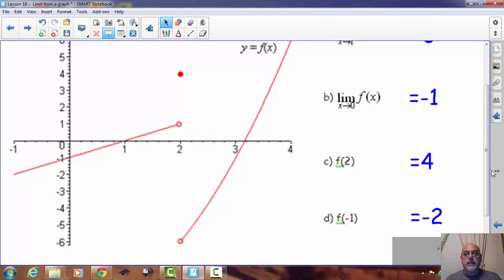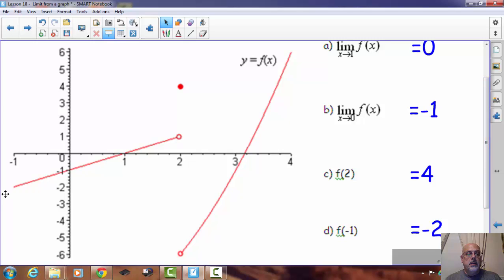It's important to understand with limits that the function doesn't actually have to get to that number, but that's the value the function is trying to attain. If I would ask you what's the limit of f of x as x approaches 2, if you look at this from this direction, it's trying to attain a value of 1. It doesn't quite get there because there's an open circle, but we could say that the limit of this function along this line is 1.